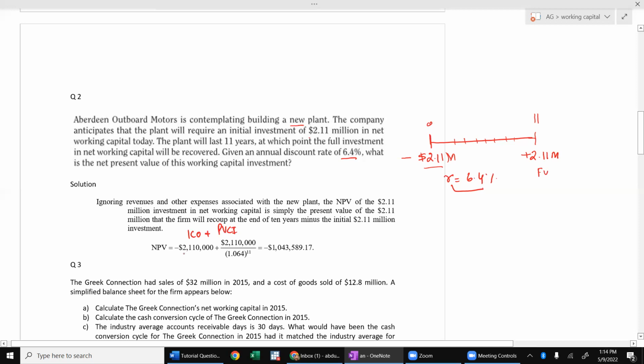Initial cash outflow is this one, and the same amount will be recovered after the 11th year, divided by 1.064 to the power 11, and this will be our answer, the NPV. It is negative, of course, because the same amount is being discounted, but the initial amount is negative and is not being discounted, so the negative amount will be higher. Okay, any questions so far, students?